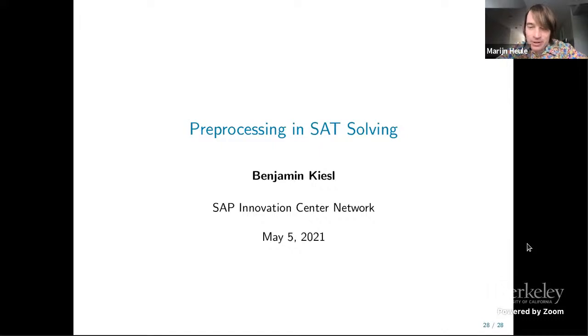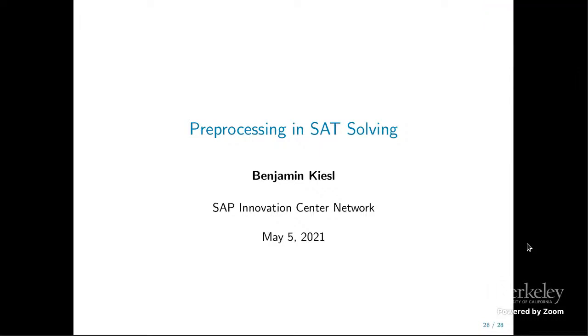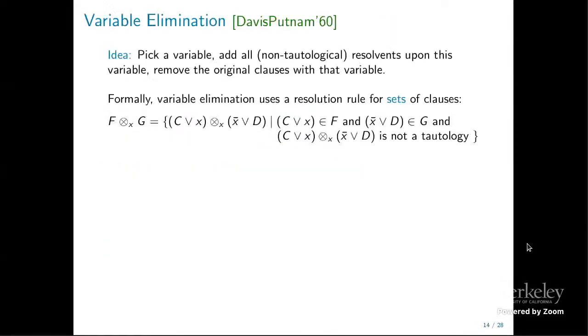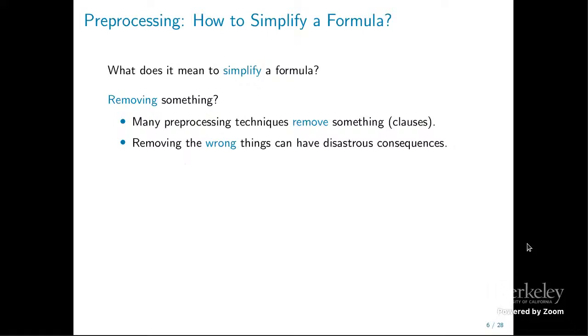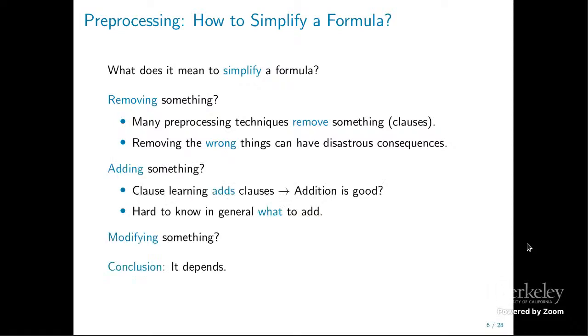Emre has a question. Would you like to do this directly, Emre? Sure. So I'm referring to some slide in the first 10 slides. You mentioned when talking about pre-processing, yeah, around here: removing the wrong things can have disastrous consequences. Is it an observed disastrous consequence, or is it a proved disastrous consequence?